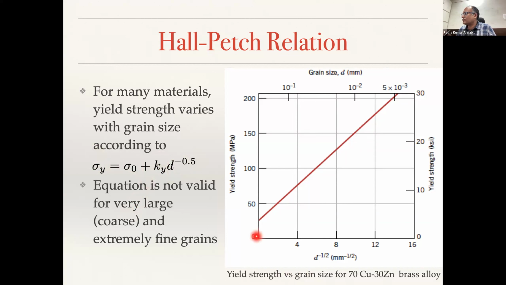Here you can see 1 by root d. 1 by root d means, if I am going from left to right, what am I doing? Am I increasing the grain size or reducing the grain size from the left side to the right side?